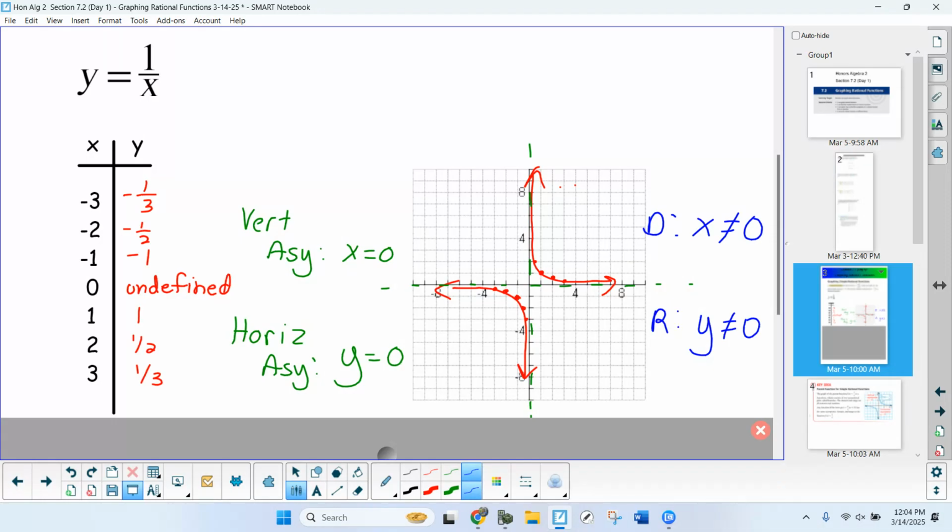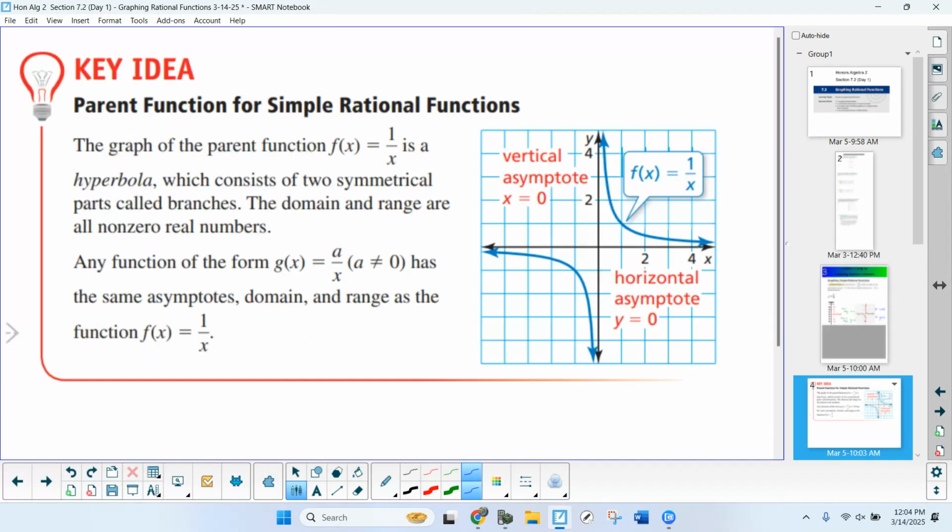My vertical asymptote, what affects that? If I go which ways? Left or right. Okay, so if I go to the left 3, what's my new vertical asymptote? X equals, I went left 3, so it'd be x equals negative 3. What if I went right 2? X equals 2. Okay, so do you see how that shifts? Alright, so that's what all of this talks about.